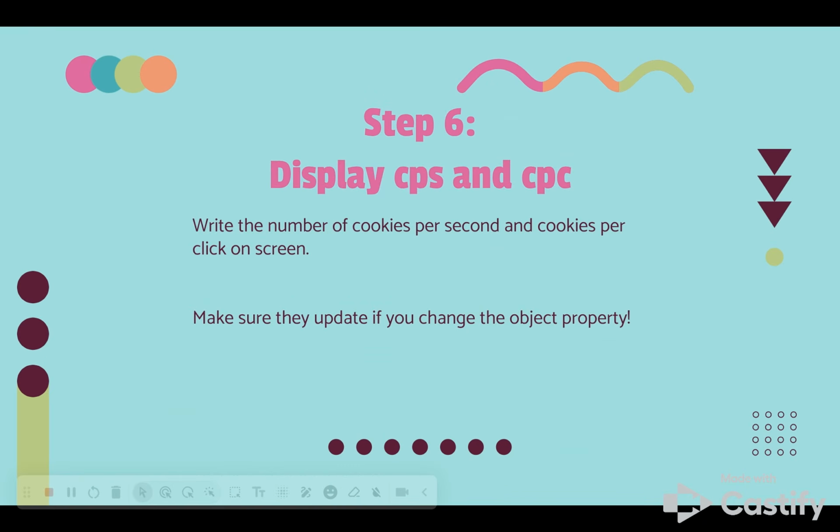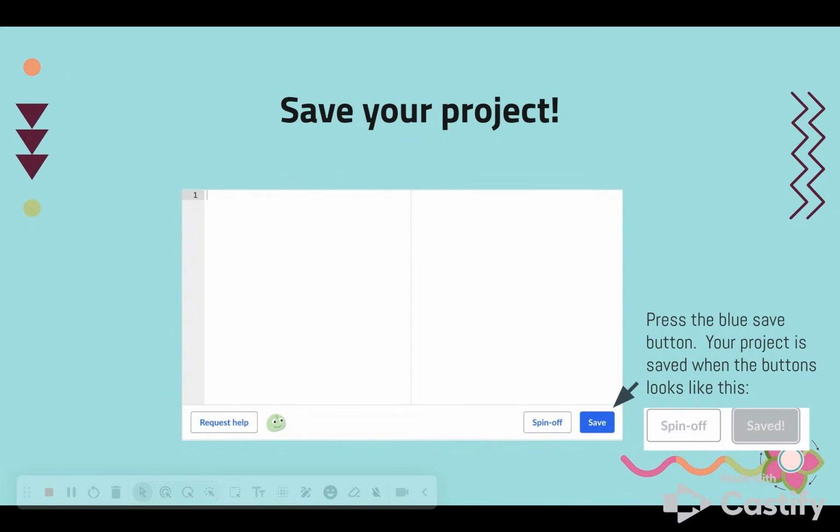Then step 6 is just display the cookies per second and the cookies per click. So CPS is cookies per second, and CPC is cookies per click. It should just show the text counter in the corner of the screen. Now it's very important, you should save your project. We are going to continually work on the cookie clicker project throughout this course. So press the blue save button on Khan Academy so that you don't have to start again in lesson 3.